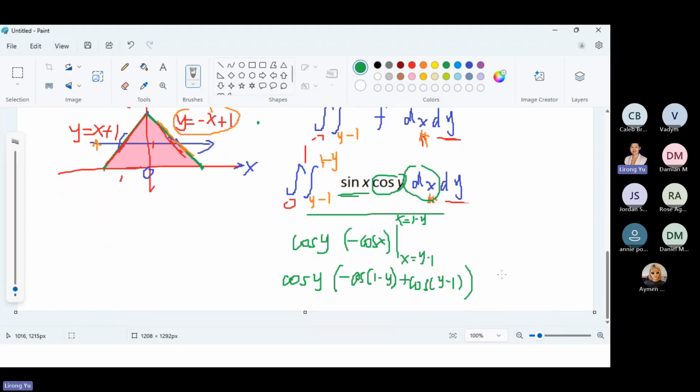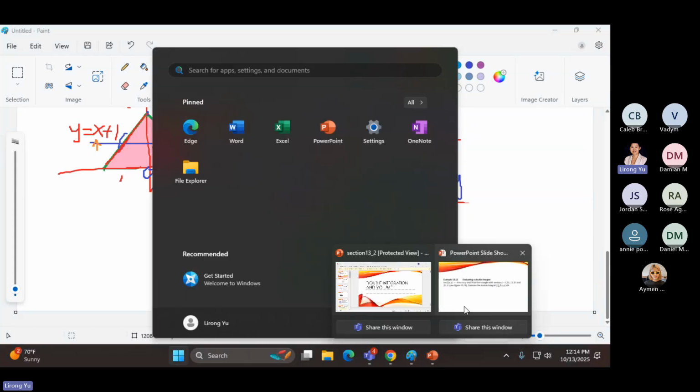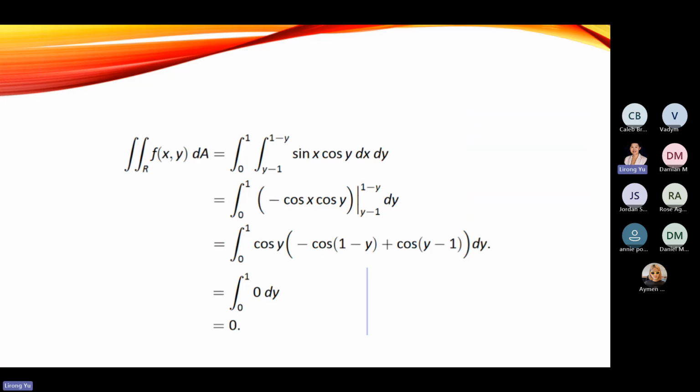And I realize these are the same. Cosine is an even function, so cosine of y minus 1 and cosine of 1 minus y equal the same thing. There's a negative of this and a positive of this, so they cancel. If the inner layer of the integration equals 0, then the whole thing equals 0. Let me look at the actual solution. So it is 0, because these two are opposite of each other, so that is the final answer for the integration.